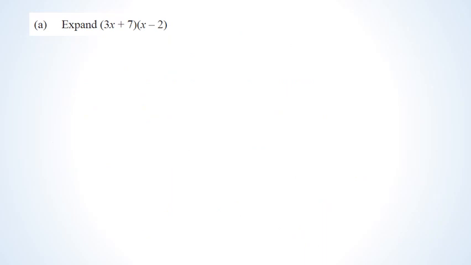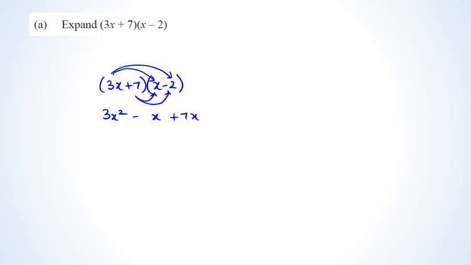Okay, question 2, we've got a nice and simple one to start off with, expanding. So we have 3x plus 7 multiplied by x minus 2. So 3x times x, 3x squared, 3x times minus 2, minus 2x, 7 times x is plus 7x, and then 7 times negative 2 is negative 14.